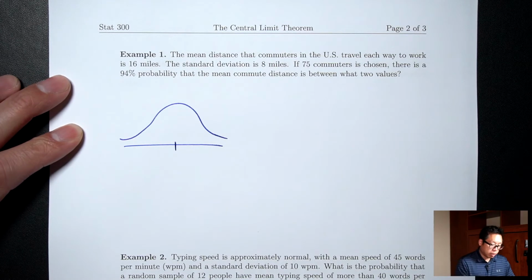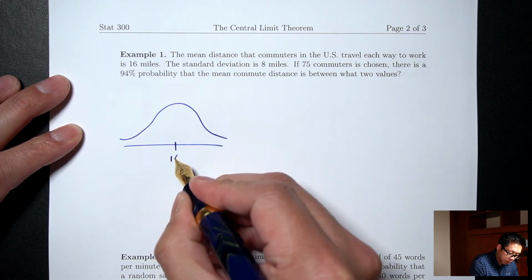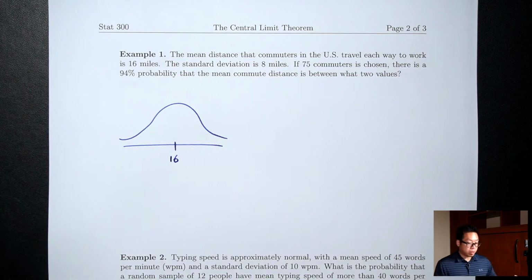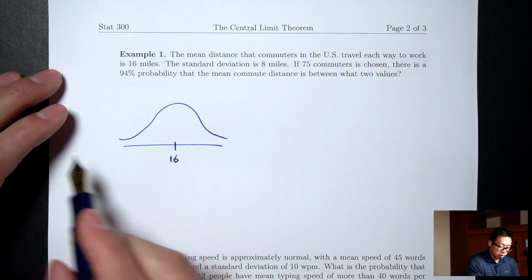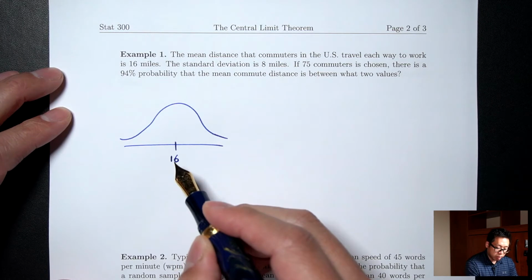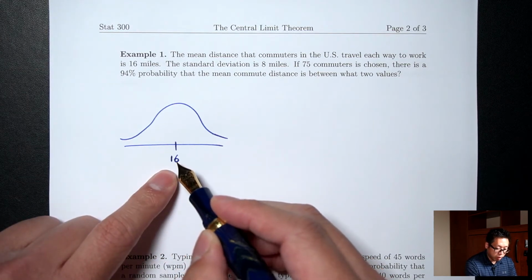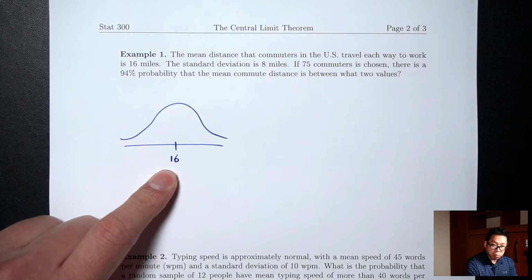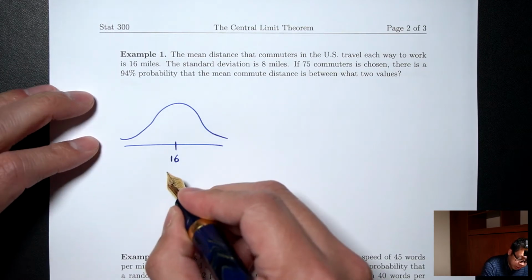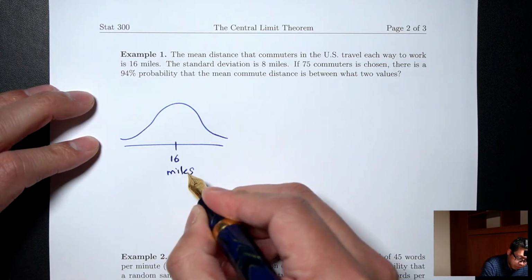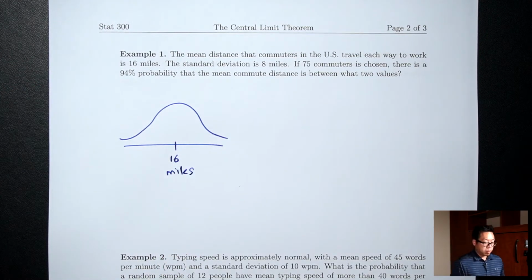The mean here, mean distance, is 16. And then I'm also going to label what this x-axis represents. So this x-axis has the 16 on it. 16, what is this 16? 16 what? Miles. So this x-axis is miles. Or you can say commute distance. So anytime I see miles or commute distance, I know that's talking about an x.